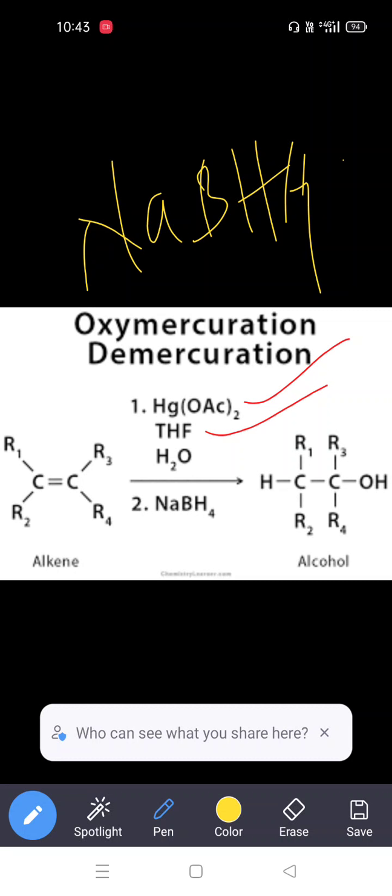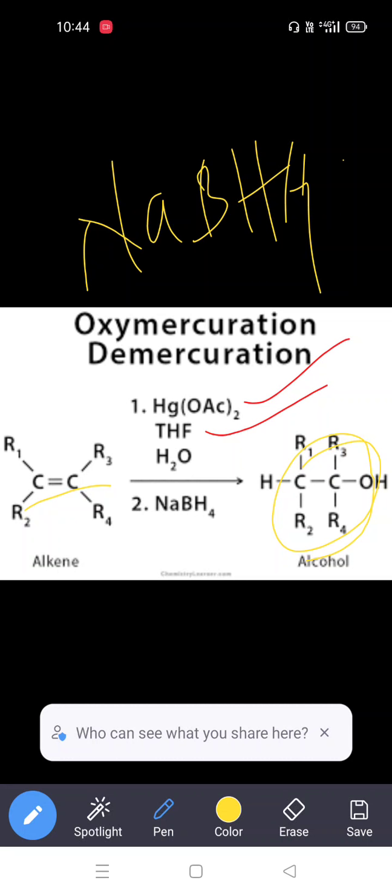Okay, let's see what is happening in the oxymercuration and demercuration process. So this is a simple alkene. We take a simple alkene. It is an unsymmetrical molecule. That means both carbons are attached to different types of carbons. In this process, we are getting alcohols. This is a simple reaction. But what is happening in the mechanism?